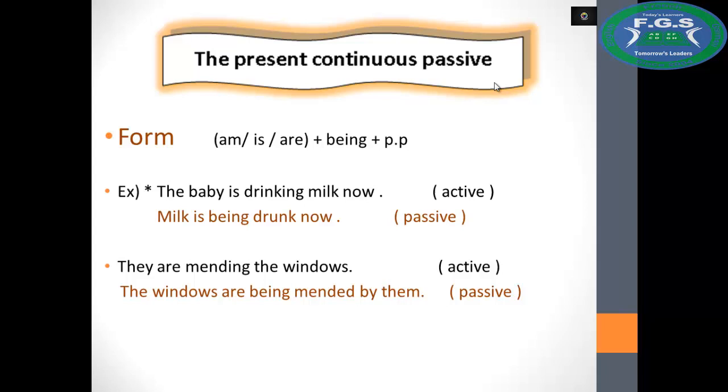For example, the baby is drinking milk now. The sentence is active. Why again? Because we start with the subject, which is the baby. So, in the passive way, I will start with the object, which is milk. So, we'll say, milk is being drunk now. That's okay? Okay, another example.